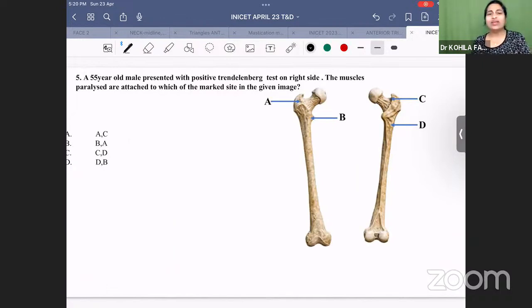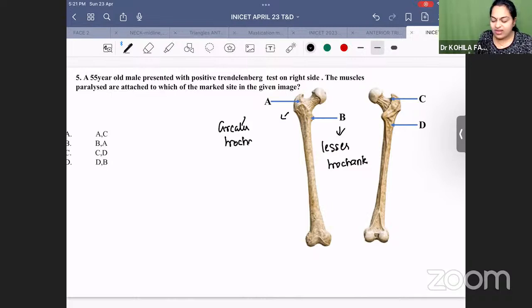This is a frequently asked question in different formats: Trendelenburg, the gluteus muscles, the gluteal nerves. Did you get it right? Recently, they put a picture of the bone and then ask you in an indirect way. That's why I put this question. So the bone here is the femur. What is B? B is the lesser trochanter. And this part should be the greater trochanter.